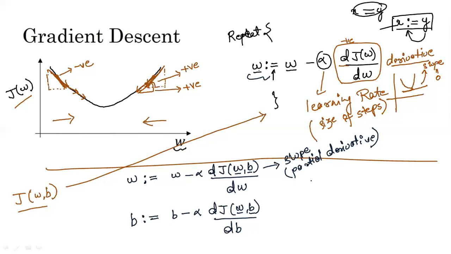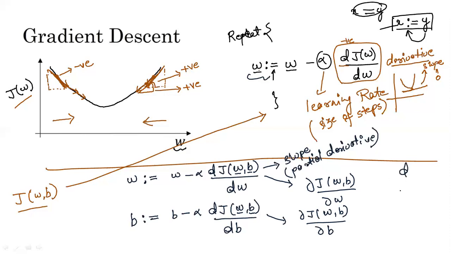Also, in our junior classes, we represented this partial derivative in the form of a del function. So basically this would be written as del of j of w comma b whole upon del of w, and del of j of w comma b whole upon del of b. Both notations are correct, whether you write the derivative as d or del. It is up to you which notation to write.